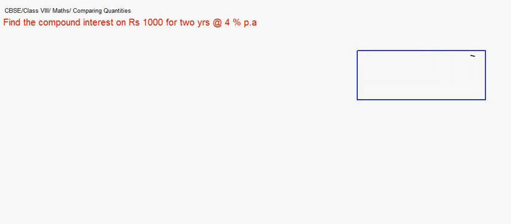the simple interest calculation. Principal, if you recall correctly, into rate of interest multiplied by the number of years. So this is the way we calculate. So I think I'm getting 80. Now, what happens in compound interest is we don't calculate the whole interest in 2 years. We'll be calculating the compound interest every year.